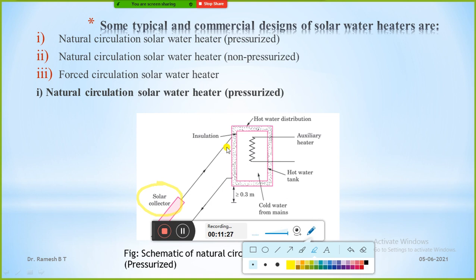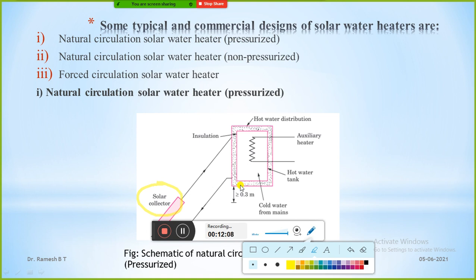You can see in the figure there is an auxiliary electrical heater. With the help of electricity, we heat this tank to supply constant hot water distribution. A non-freezing fluid may also be used in the collector. In the daytime the sun is there and it will get heated, but at night there is no sun, so the temperature may reduce and the water may freeze, so we use a non-freezing fluid to avoid the freezing.